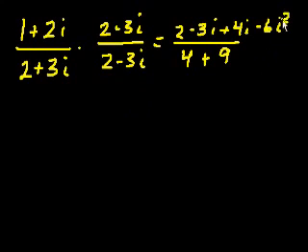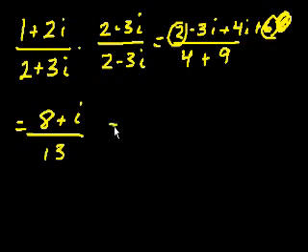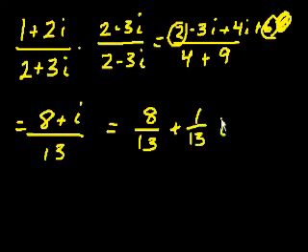Well, what does i squared equal? That equals negative 1. So negative 1 times negative 6. Get rid of the i squared, and this becomes a positive. So then what are our real parts? Our real parts are 2 and 6. So 2 plus 6 is 8. And what are our imaginary parts? Minus 3i plus 4i. So that's just plus 1i, right? Minus 3 plus 4 is positive 1. So it's just plus 1i over 13. Or we could write that, if we wanted to write it in the traditional complex form, as 8 over 13 plus 1 over 13 i.